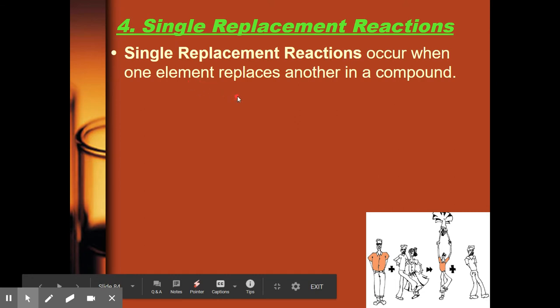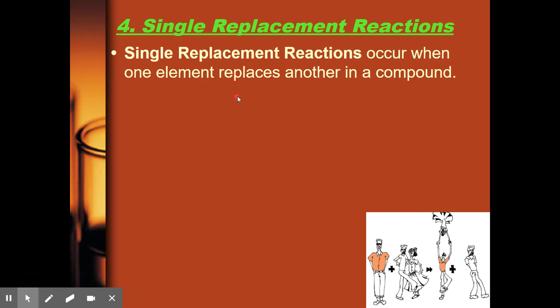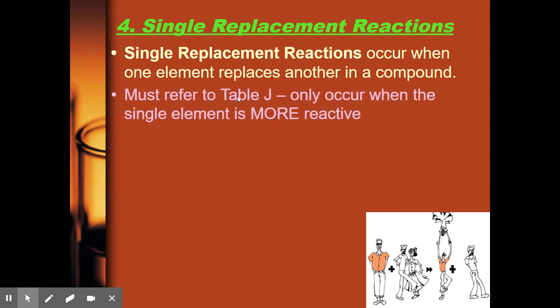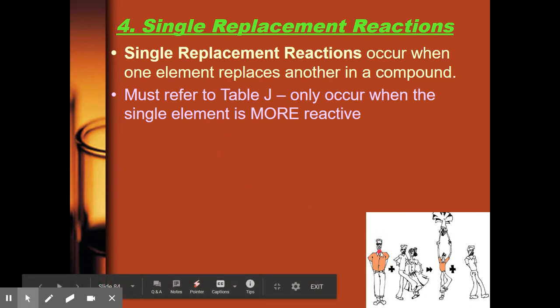So single replacements occur when one element replaces another in a compound, and they can occur on their own, which is called spontaneously, if a certain condition is met, or you can force them to occur under other conditions. All right, but this is a new reference table that we're going to talk about. It's table J. A single replacement will only occur spontaneously, or on its own, when the single element is more reactive. So when the thing by itself is more reactive.